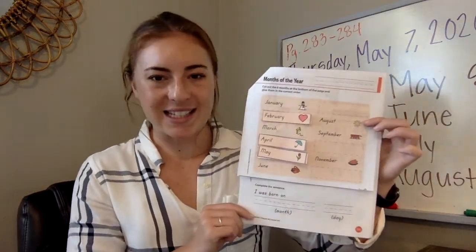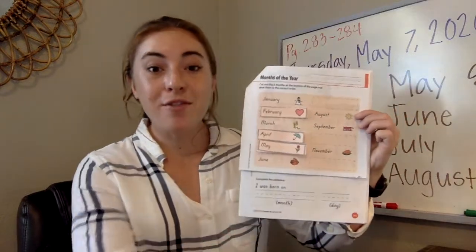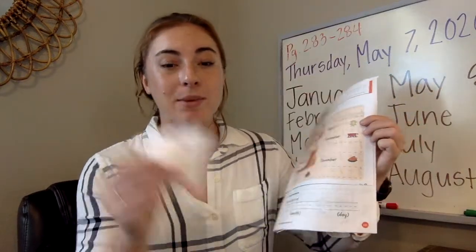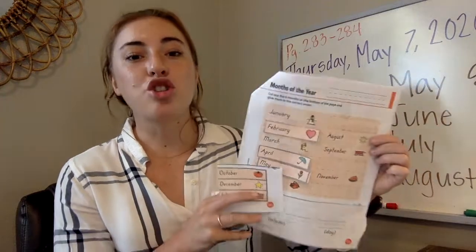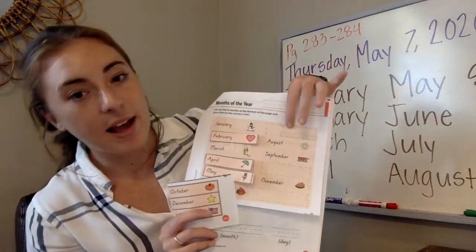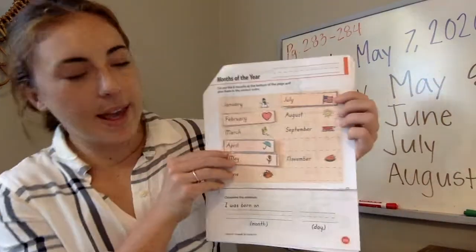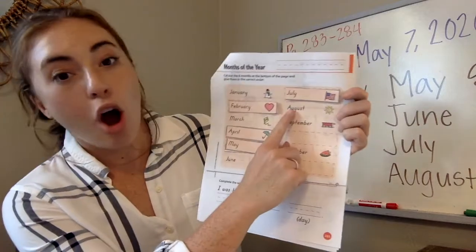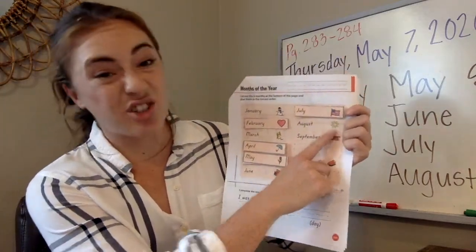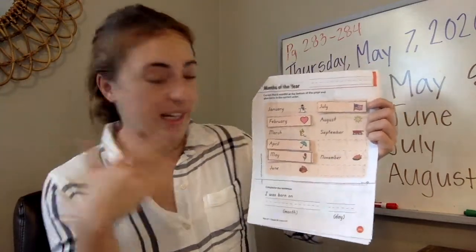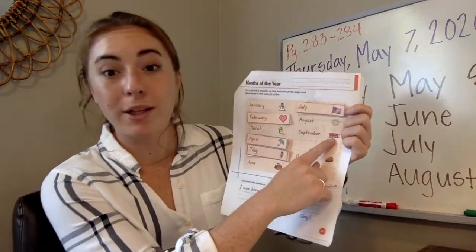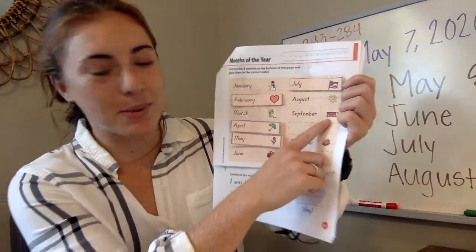What's the month that I said we celebrate with American flags and fireworks? The 4th of July. So look for the month with the American flag. July. Cut that out and put here. Okay, we have July, August with the sunshine. It's usually really hot in August. September, we go back to school, so that's a little picture of a school.